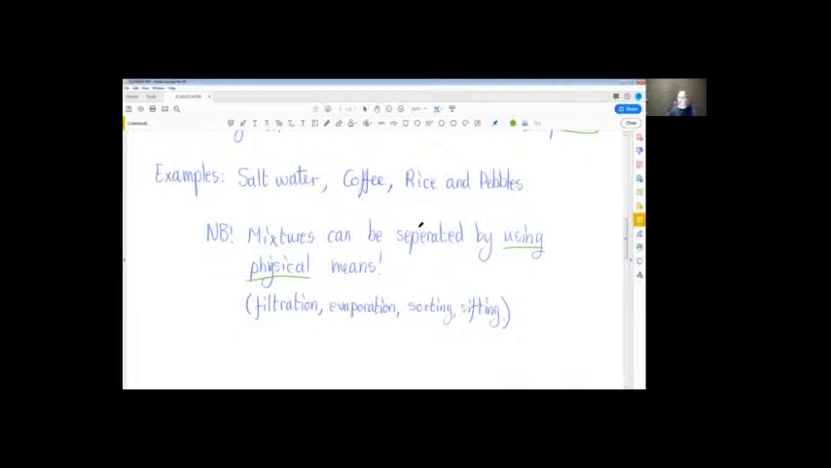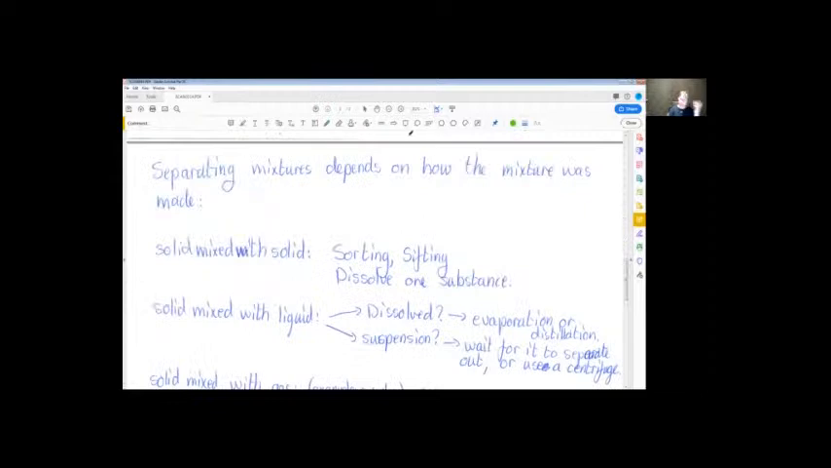They literally cool down the air until one of them turns into a liquid, and then they can tap off that liquid. So other physical means that could be used is things like filtration, evaporation, sorting things, sifting things, all sorts of things. Separating the mixture would depend upon how the mixture was made in the first place. So if we have a solid mixed with a solid, then we can use things like sorting or sifting in order to get the different parts out.